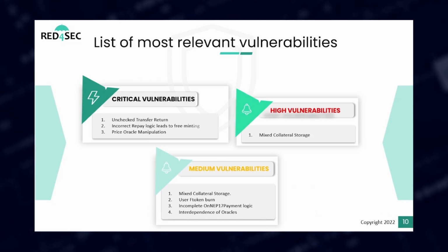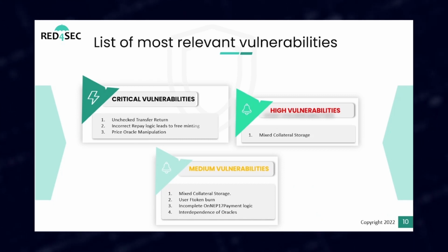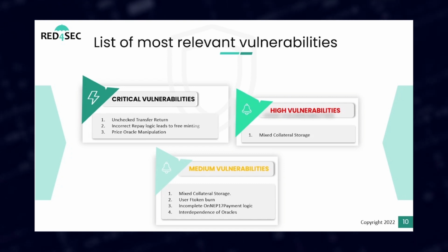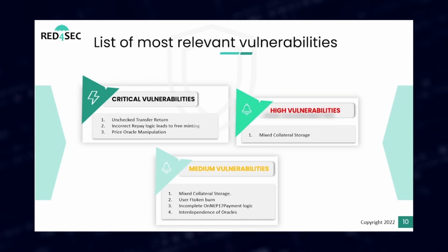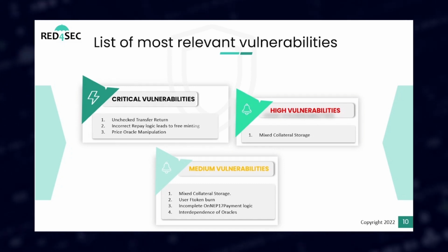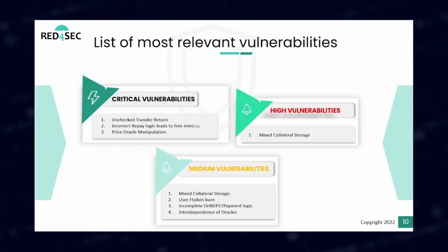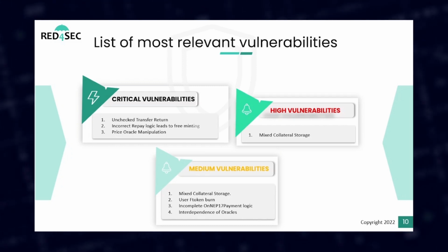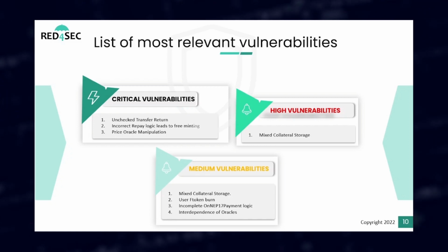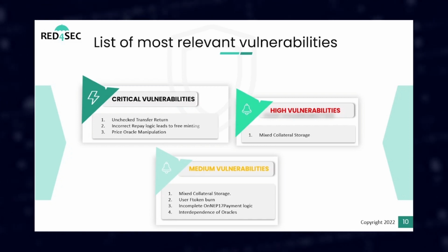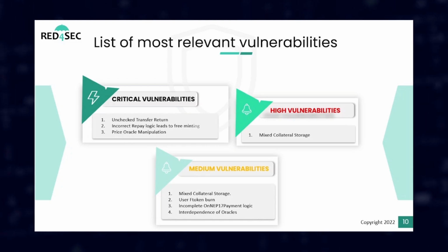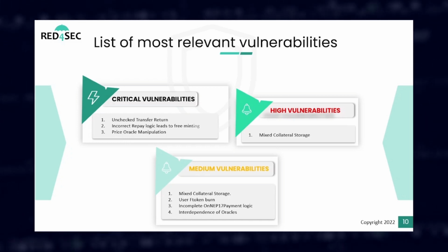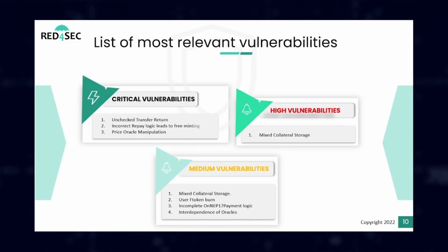Next, you can find a list of the most relevant vulnerabilities found in this quarter so far, which may help you with your own project. In the critical vulnerabilities, there is unchecked transfer returned, incorrect repay logic leads to free minting, and price oracle manipulation. In the high vulnerabilities, you can find mixed collateral storage, and we listed the medium vulnerabilities for your information as well.